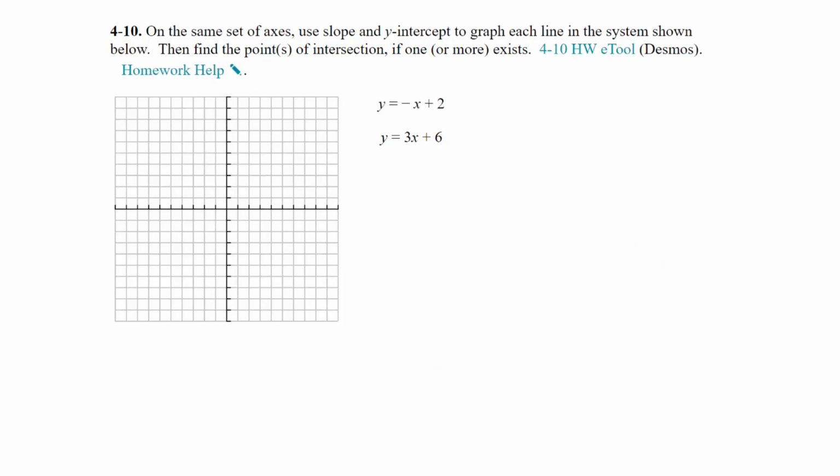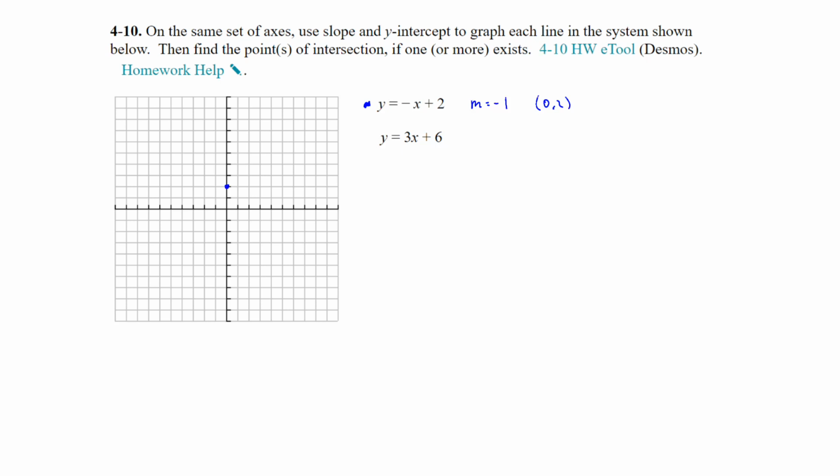Next question, 4-10. On the same set of axes, use slope and y-intercept to graph each line in the system shown below, then find the points of intersection if one or more exists. So we're just going to go ahead and graph both of these on the same coordinate plane. I'll graph this one in blue. So we have a slope of negative 1 and a y-intercept at 0, 2.